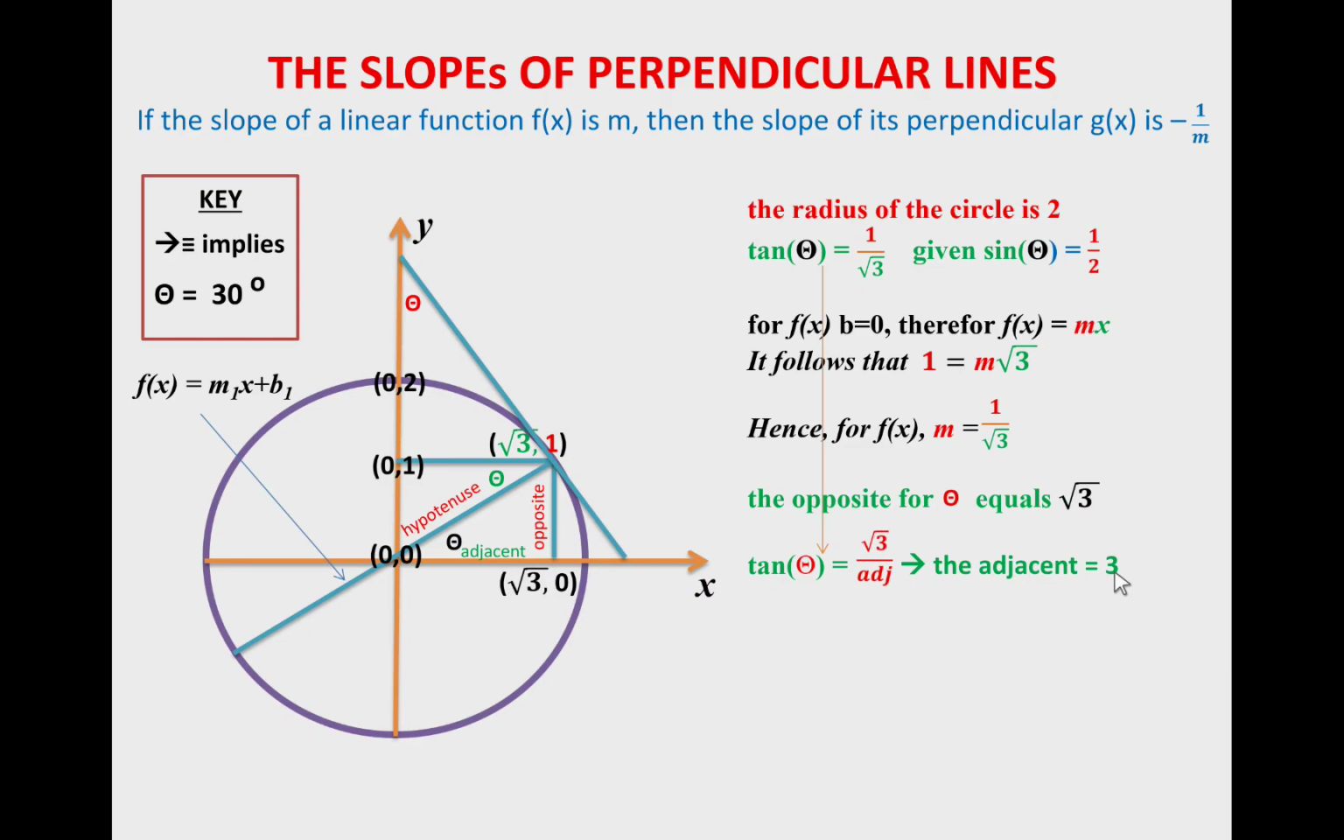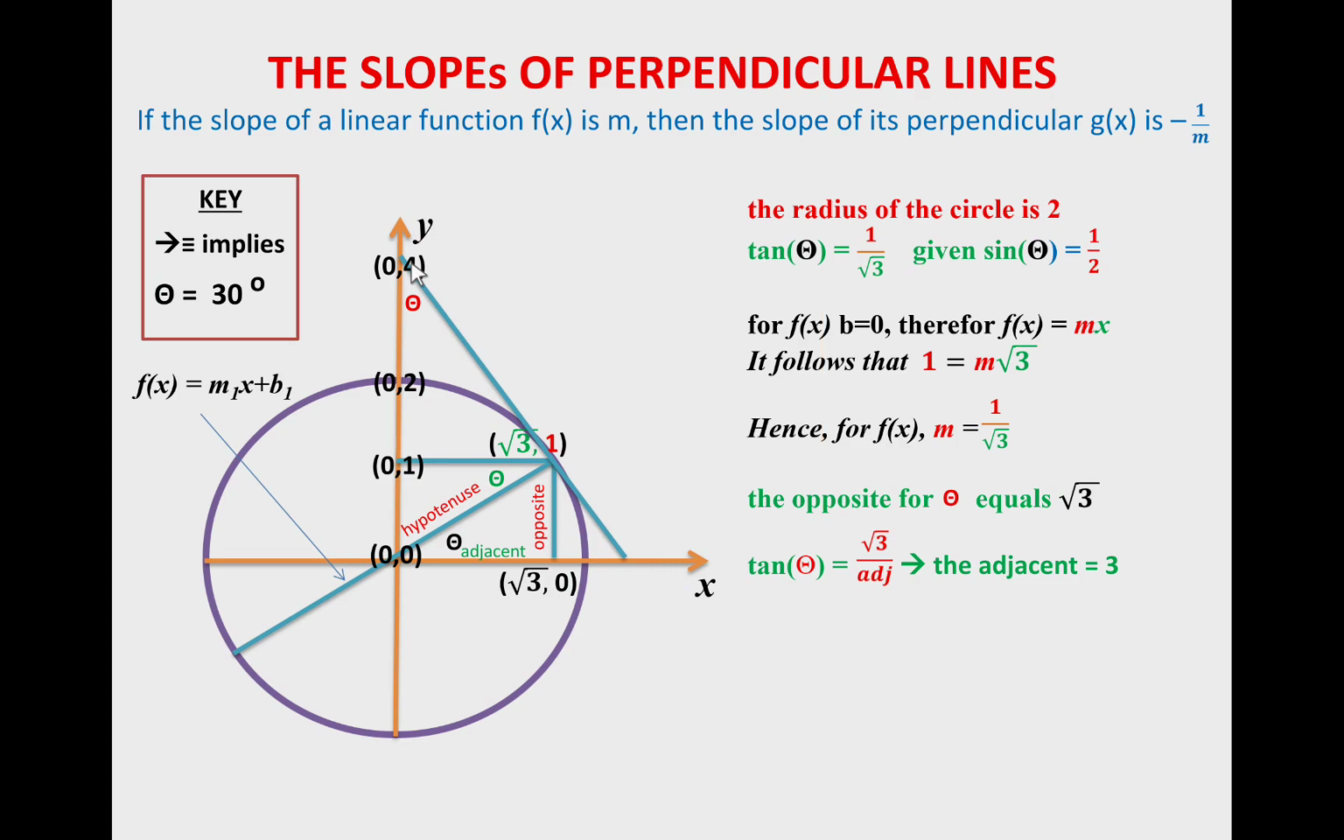So if the adjacent is equal to 3, then we know that from this point (0, 1) to the y-intercept of g of x, this is equal to 3 in length. But also from (0, 1) to the x-axis is 1. So the total is 4. That means the y-intercept for g of x is (0, 4). It intercepts the y-axis at y equal to 4.